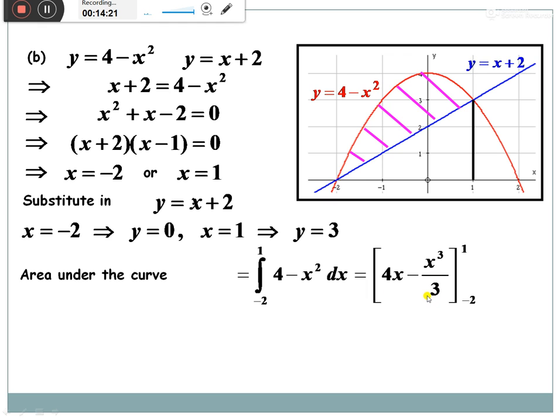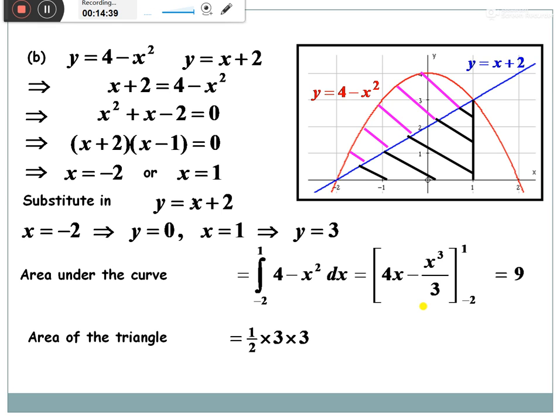it becomes 4x minus x cube by 3, and now substitute the limits and you will get 9. Area under this curve is 9. And what will be the area of the triangle? Area of triangle is half of base into height, and base is this distance, 3, because this will be 2 units and this will be 1, it becomes 3 units, and height is also 3, because the point of intersection is (1, 3). Therefore it becomes 1 by 2 into 3 into 3, that means 9 by 2.